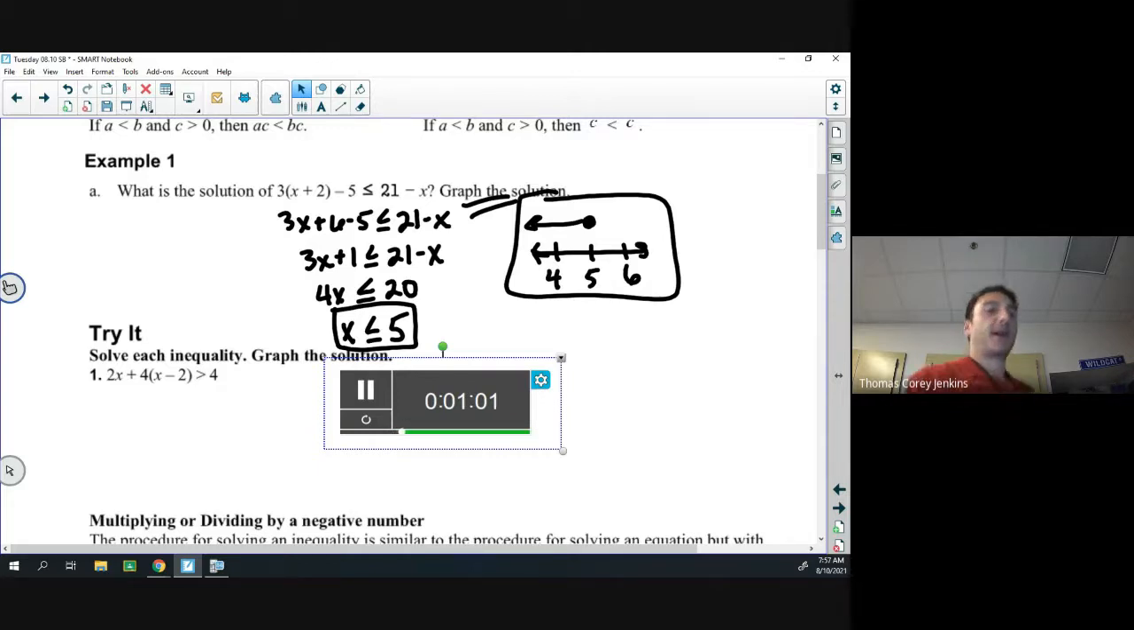Feel free to compare answers, because sometimes, remember, I'll call on you after a work time. And these can be a little bit harder to check than typical equations, because a lot of them do have infinitely many solutions, and you can't check infinitely many solutions. But you can get a pretty good idea by plugging in a number or two if you have the right solution.